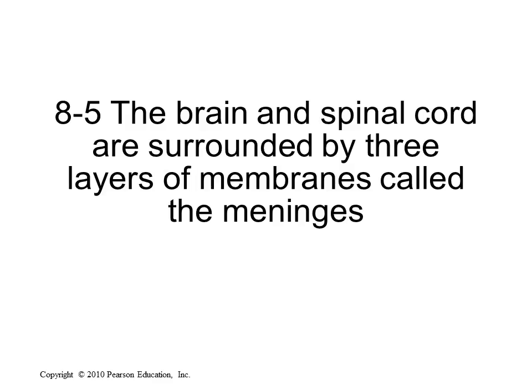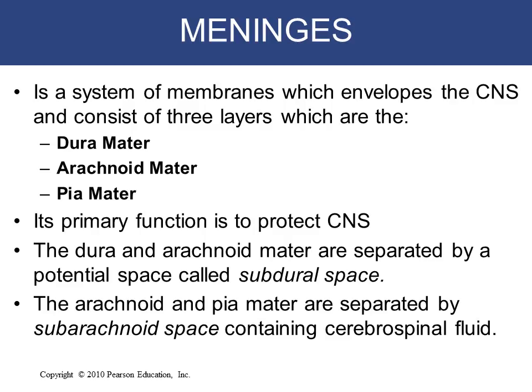are surrounded by three layers of membranes called the meninges. So we are going to discuss the meninges that cover the brain and spinal cord before we now discuss the brain. Meninges is a system of membranes which envelop the brain and spinal cord, and there are three layers, which are the dura mater, arachnoid mater, and the pia mater.